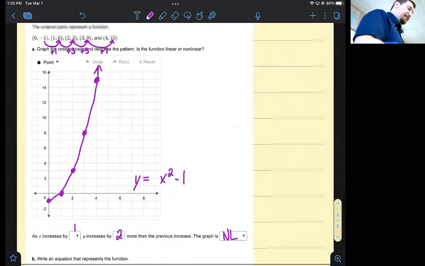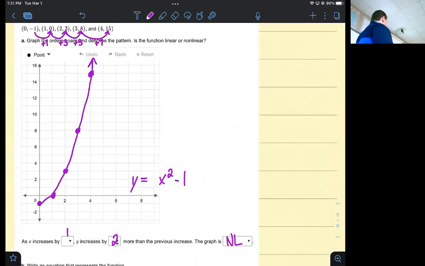-1. Okay, let's see if her function works. According to Sky's function, if I plug in 0 for x, 0 squared minus 1 should give me -1. That one checks out. If I plug in 1 for x, 1 squared is 1, 1 minus 1 is 0. (1, 0) works. If I plug in 2 for x, 2 squared is 4, 4 minus 1 is 3. I skipped 3 for some reason, but whatever. If I plug in 4, 4 squared is 16, and 16 minus 1 is 15. That one works. You're exactly right. That is the correct function.